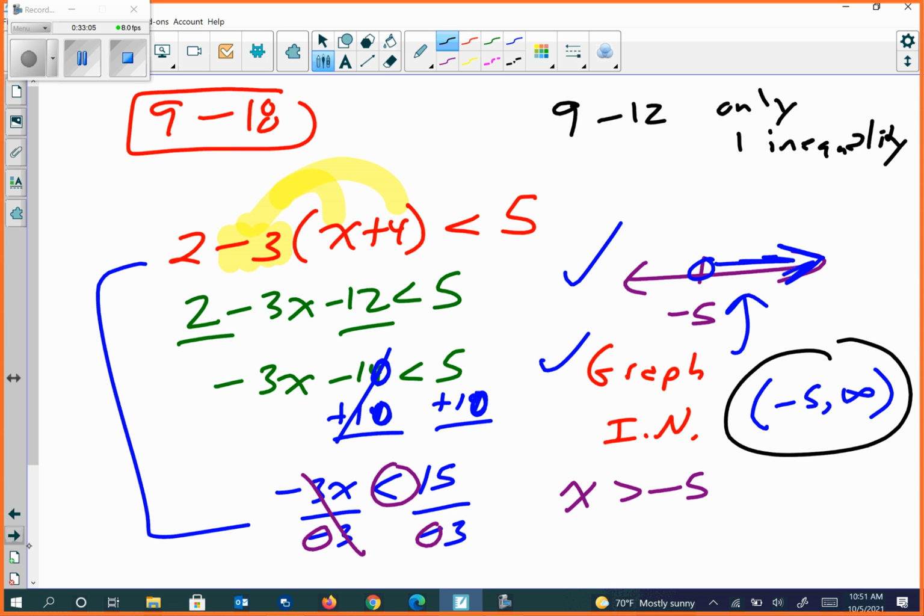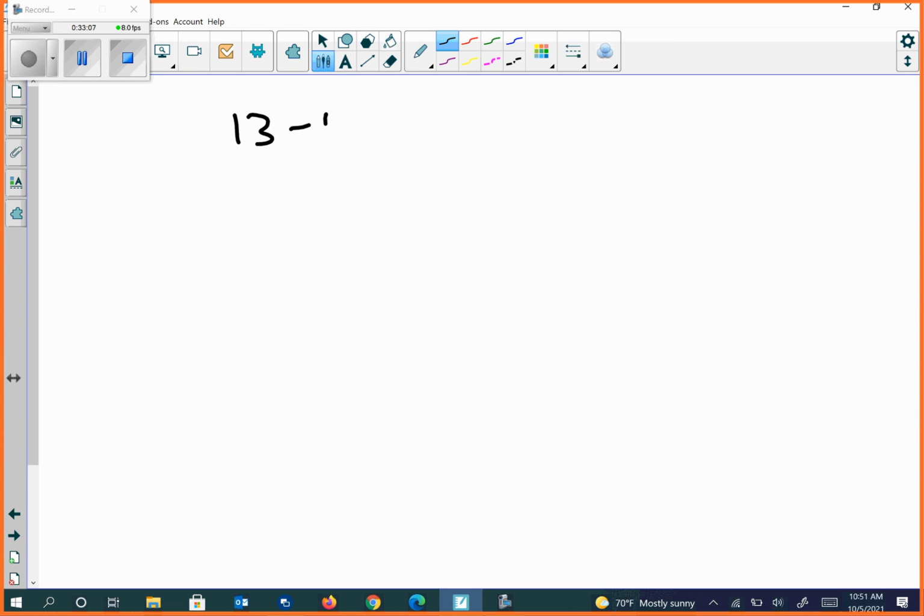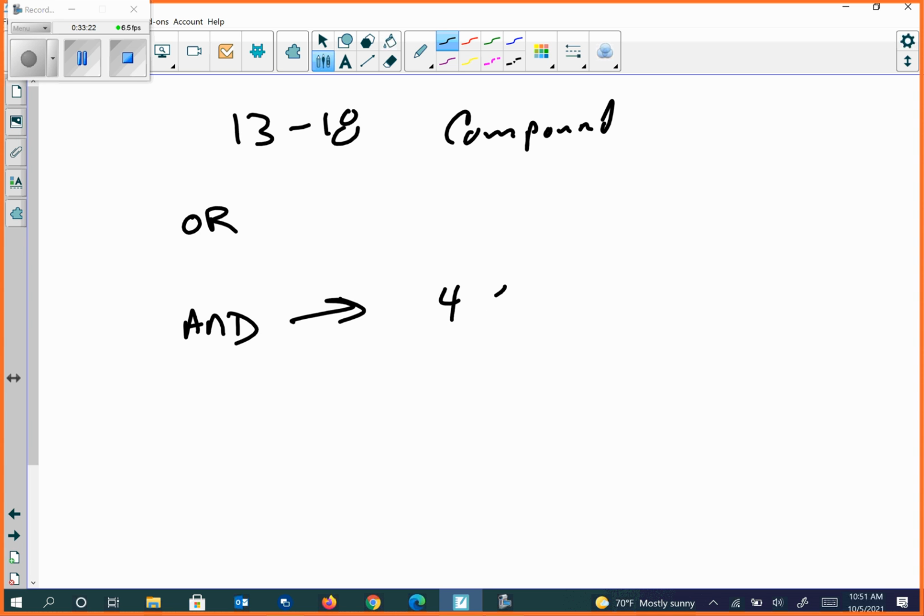And then 13 through 18 are compound inequalities, meaning you might have the word or in there, you might put the word and in there. Realize that an and problem also might look like this. Okay, that's also an and problem. And problems, be sure to put back together.